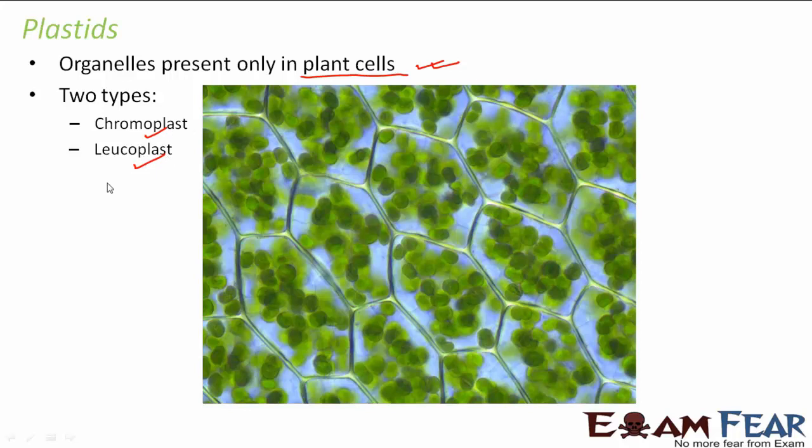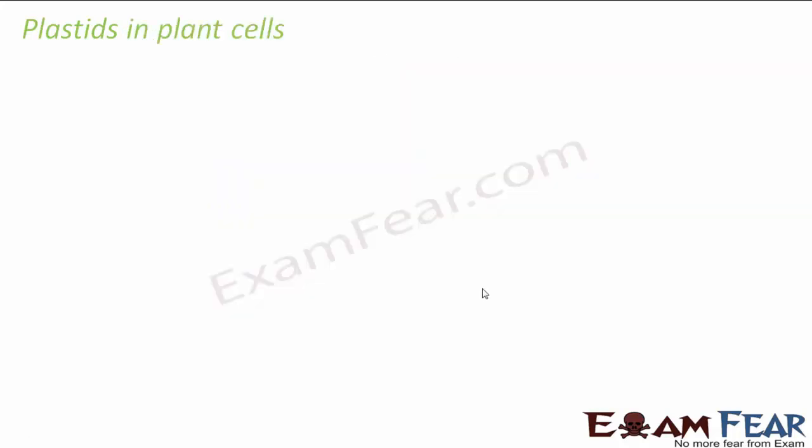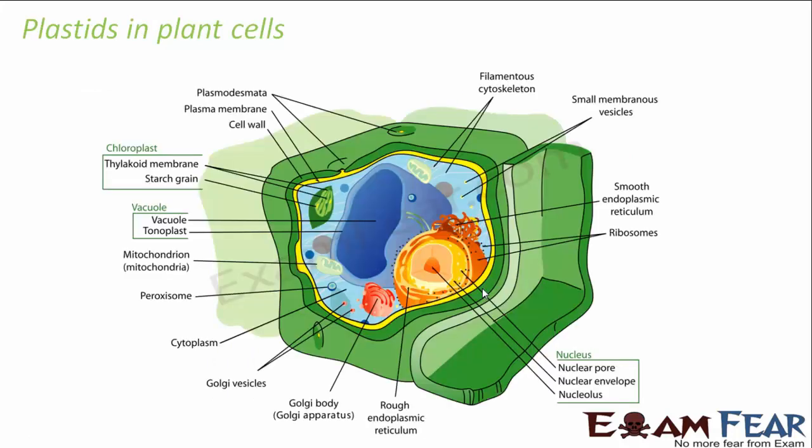Okay, so this is the microscopic view of a plastid. I mean, under the microscope, it looks somewhat like this. We will talk about all those things. So broadly, there are two types, chromoplast and leucoplast. Let us talk about them one by one in detail. So where do we see plastids in a plant cell? Let us first locate plastids in a plant cell. You can locate a plastid here. This chloroplast is a type of plastid. These green colored structures are nothing but plastids. We will talk about chloroplast in the next few slides.